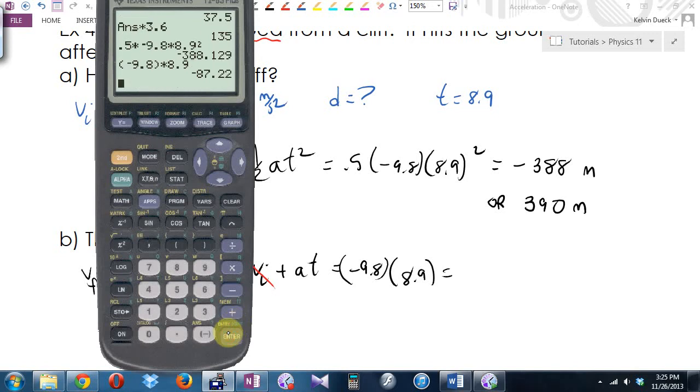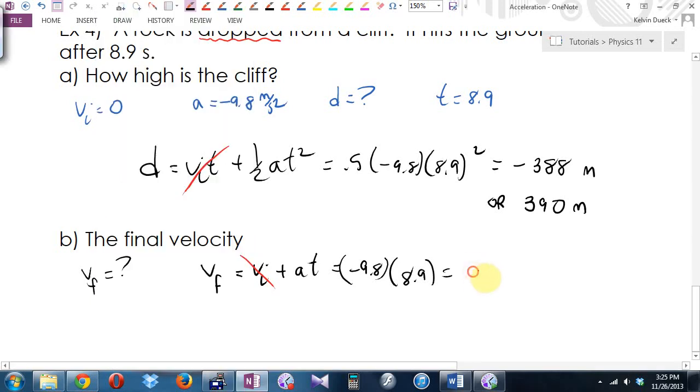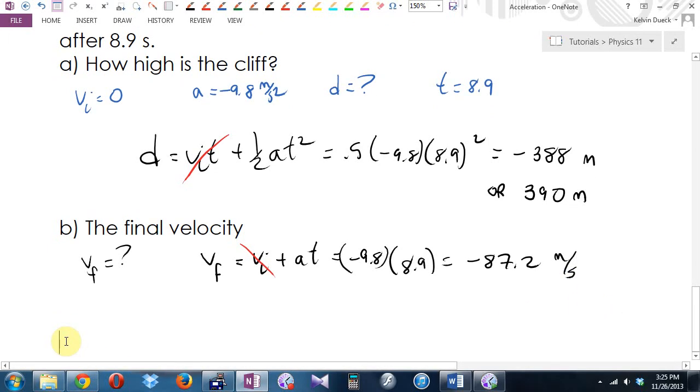What's the negative telling me? It's going down. It's going down. Negative 87.2, or negative 80, I guess I should go to 2 sig figs, negative 87 meters per second. Okay.